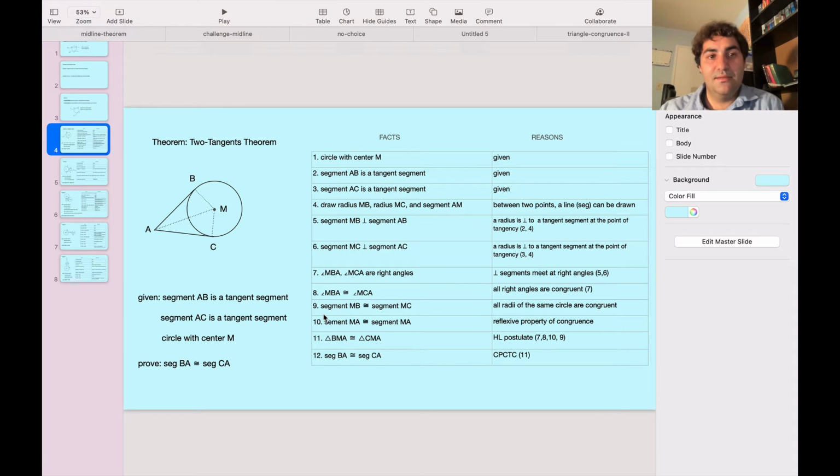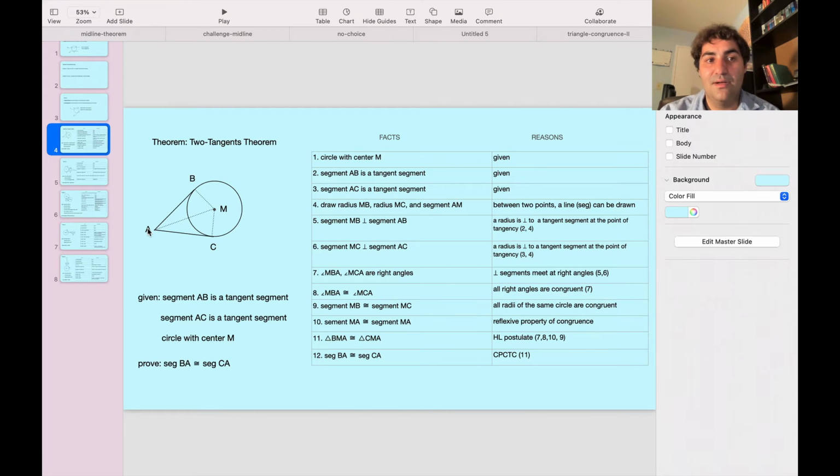This is the main theorem for the section, the two tangents theorem. Given segment AB is a tangent segment, so I didn't write it down, but point B is the point of tangency. Segment AC is a tangent segment, and C is the point of tangency, and we're given this circle with center M. We want to prove that segment BA is congruent to segment CA.